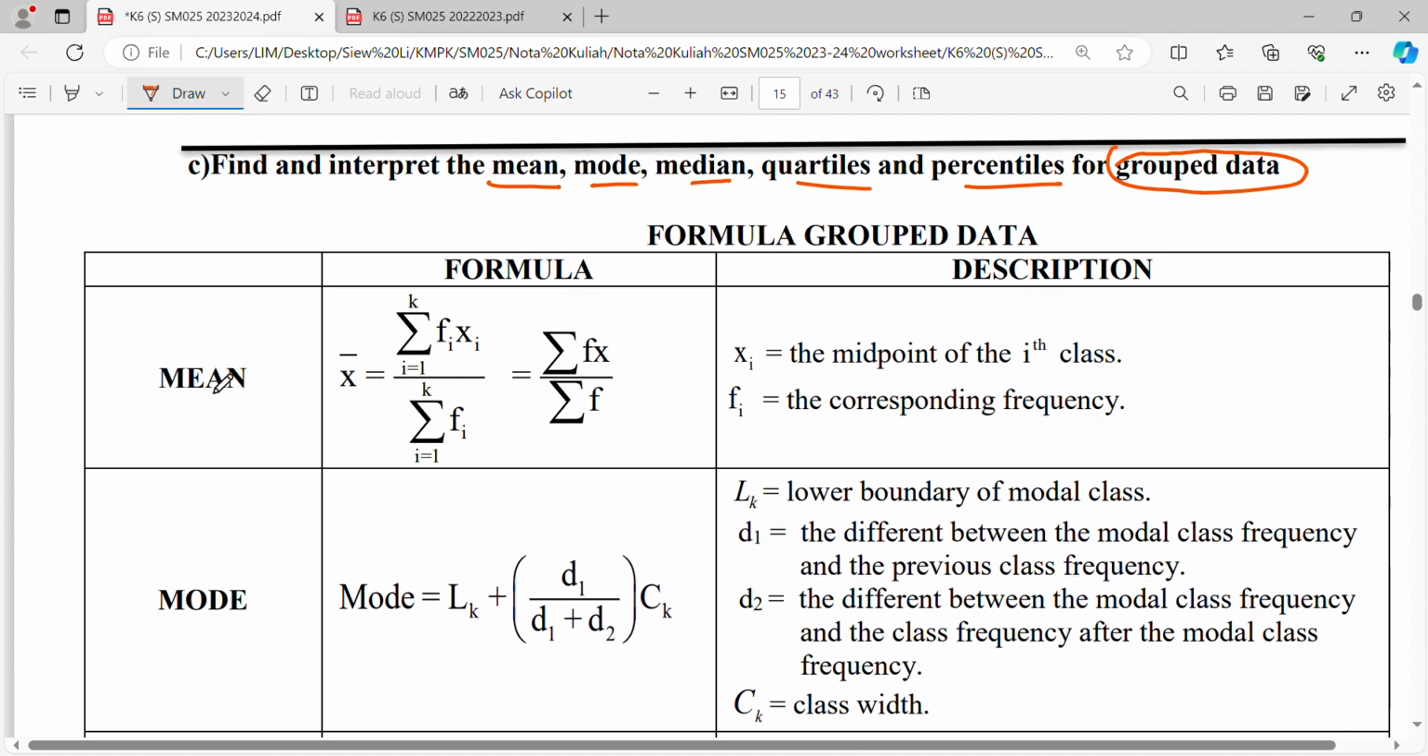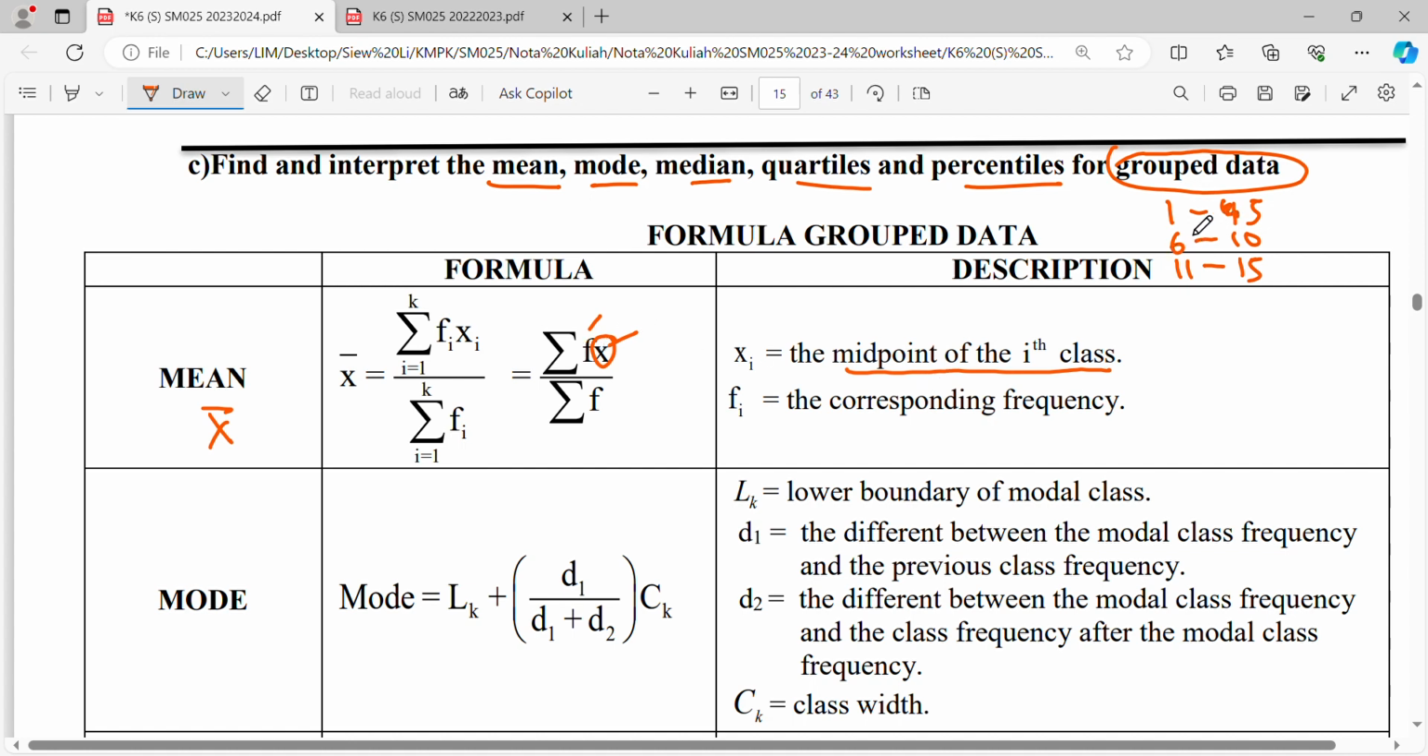So your mean, X bar, in group data, you need to find out your frequency and your X. Your X is the midpoint of your class. When you have group data, it means your data will be organized in intervals: 1 to 5, then 6 to 10, then 11 to 15. So it's already in a class. To get X, it will represent your midpoint.